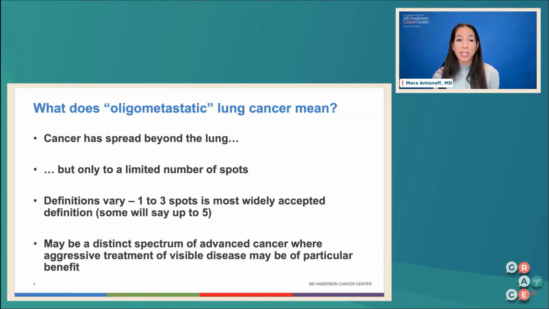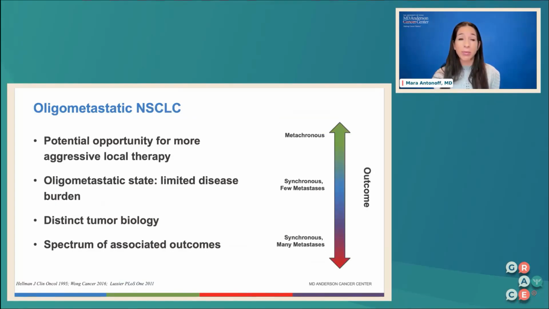And so, in general, when we see other studies or other treatment patterns that may include up to 5 or 6 spots, it doesn't mean that the aggressive treatment in those situations may not be valuable, but we don't typically consider that oligometastatic. The point here is that we think it may be a distinct spectrum of advanced cancer where aggressive treatment of visible disease may actually be of particular benefit. And that's why we talk about it a lot in this space.